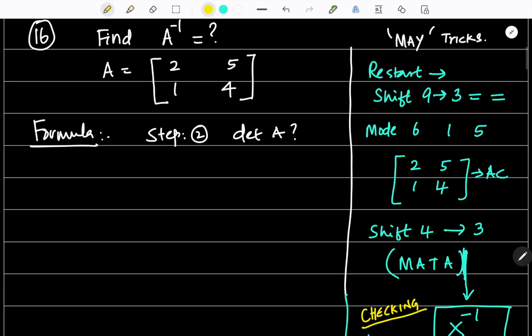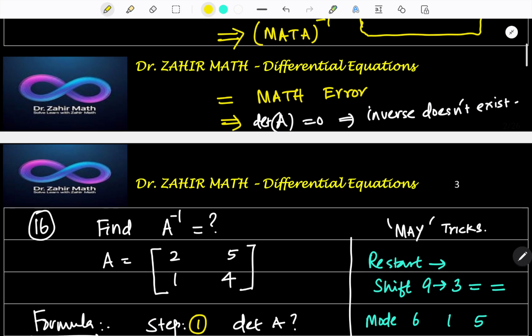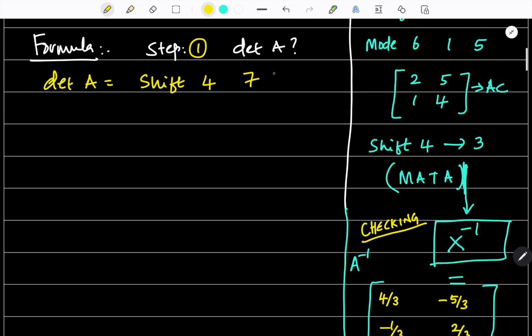So what is step number 1? Step number 1 is you're going to find the determinant of A. How to find det A? Det A you can find in the calculator. Already the data is inside. Shift 4, and then you have det, that is 7. So please press 7. When you press 7, you will get a screen with det and bracket open.